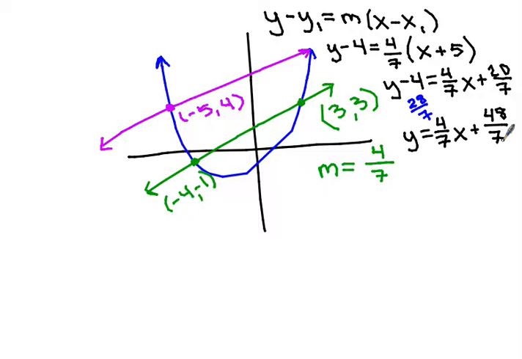Okay. So then we have our final equation of this line in slope-intercept form, which is what it'll ask you for. Okay. So those are really the three things we're looking at today.